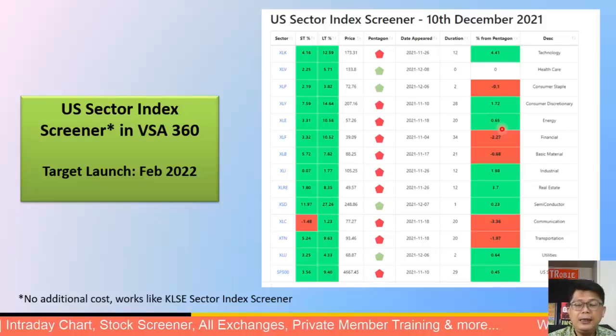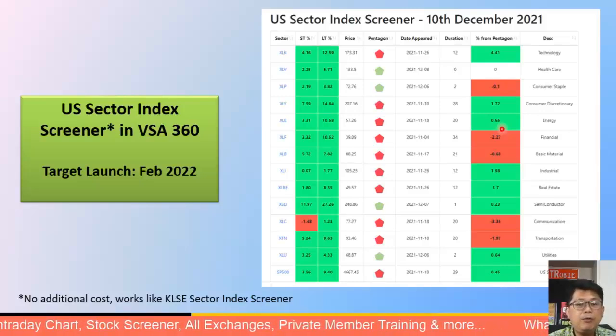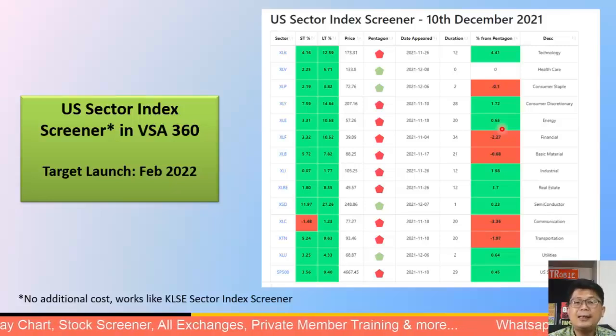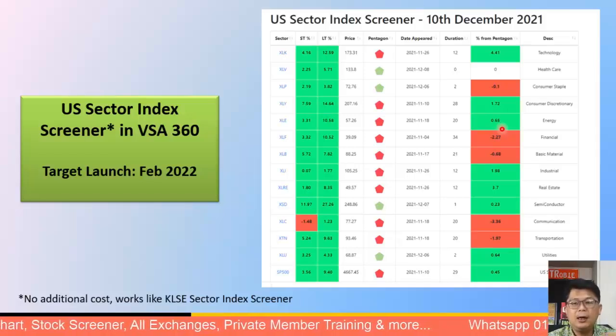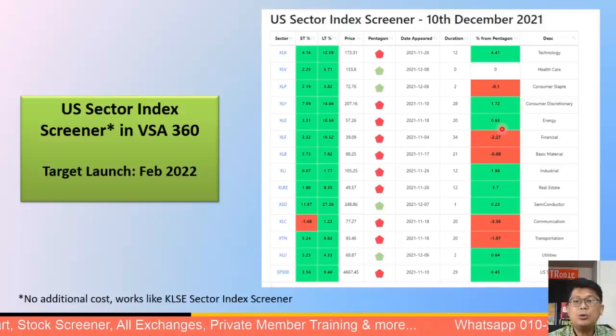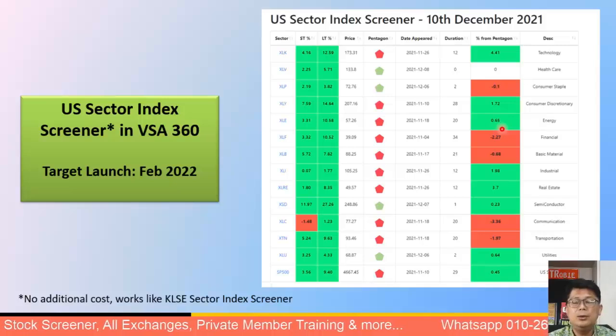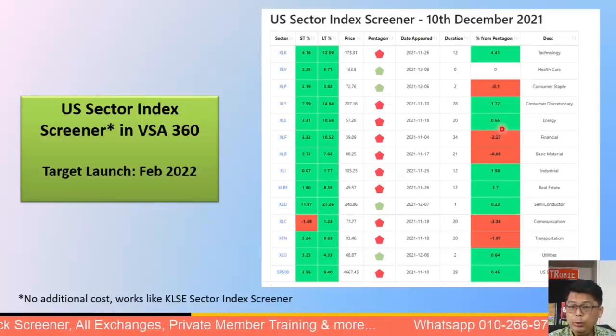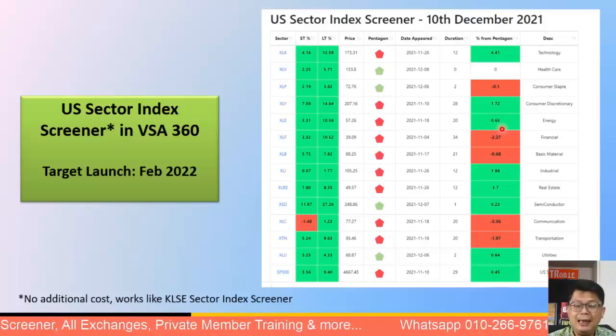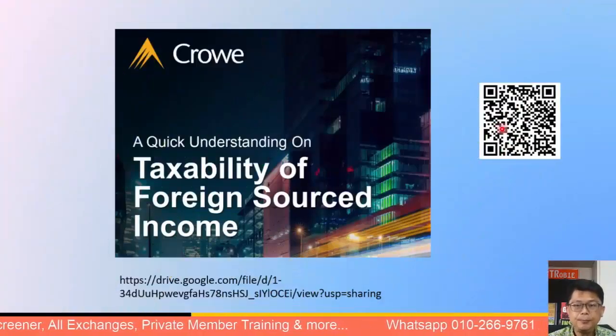And also for our VSA 360 dashboard portfolio, we will launch in February 2022 our US sector index screener, which will help you look for the green Pentagon index or avoid the red Pentagon index, so you are able to ride those trends that we've seen. I think I've talked about this, and we will share this strategy on the 11th, 12th and 13th.